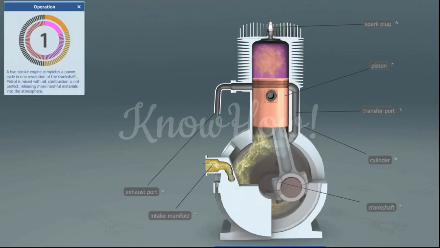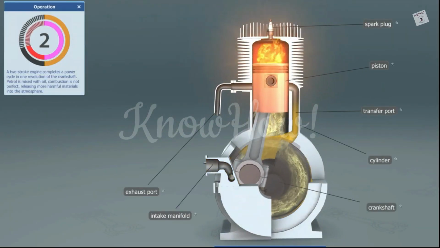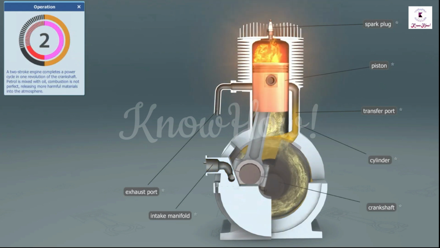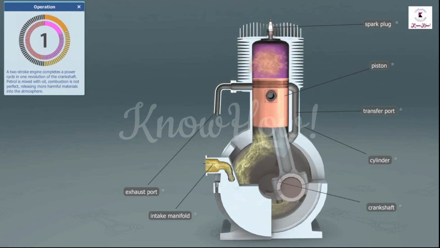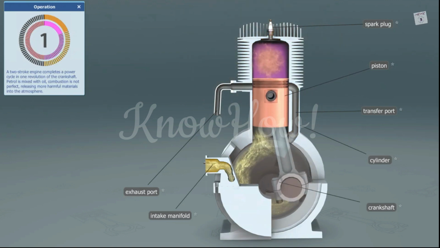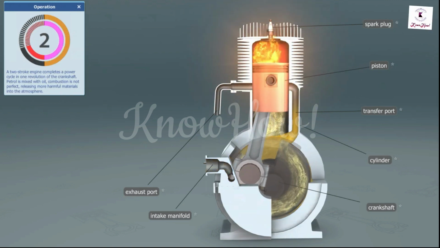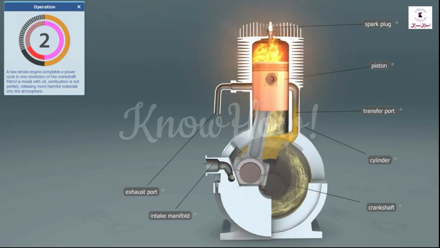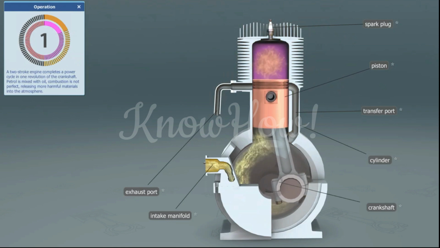Number 1. Upstroke. Ignition compression. The piston goes up, air and fuel enter the crankcase. The fuel-air mixture is compressed and ignited. Number 2. Downstroke. Power or exhaust. Once the fuel is ignited, the piston is pushed down, and the exhaust is expelled.